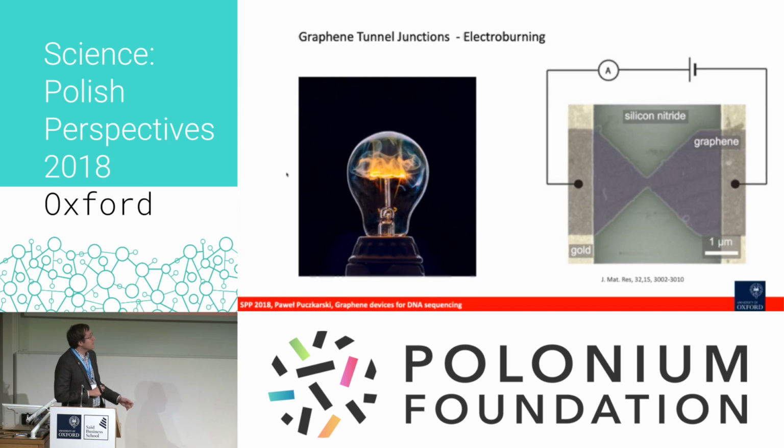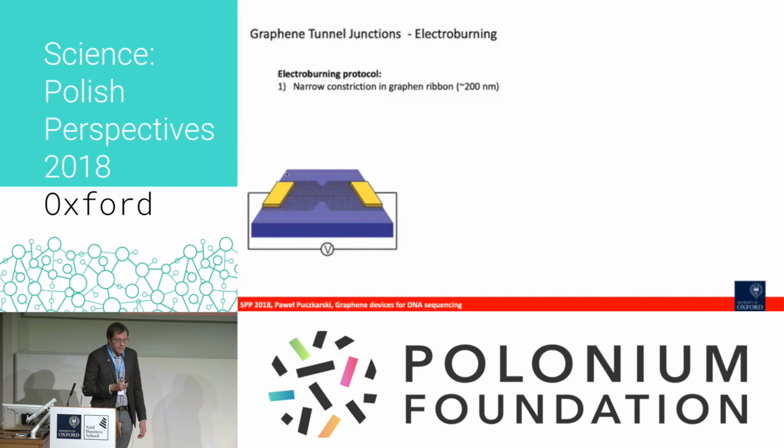In such a light bulb, you have a thin tungsten wire through which we are passing electric current, which causes the wire to heat up, and it emits light. And I apply the same protocol to graphene tunnel junctions. I start off with a thin 200 nanometers wide graphene constriction, and I am passing current through this device, which flows around in this loop.